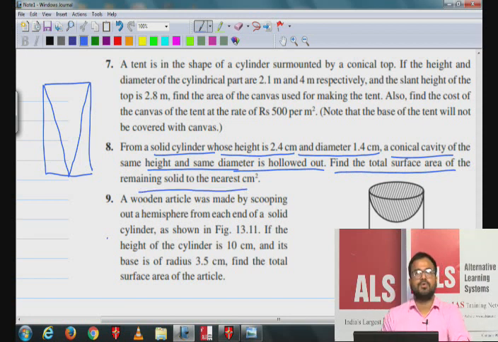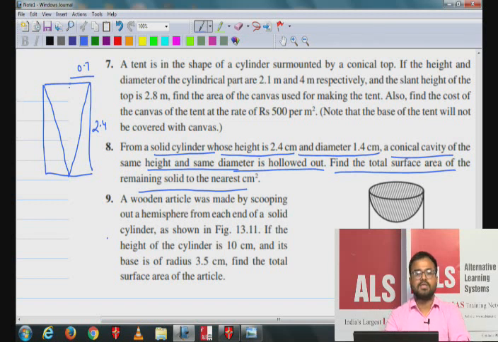Now nearest centimeter square means whatever you are calculating, you just have to round it off. Yes, Sisipur, your answer is right. Just convert it to the nearest integer. So if you convert that one, it will be the next integer, whatever answer you are getting. So it says that the height is 2.4. So this complete height is 2.4. Diameter is 1.4. It means the radius is 0.7. This part. And only this thing is given. So the height of the cone is also 2.4, and the radius of the base is also 0.7.